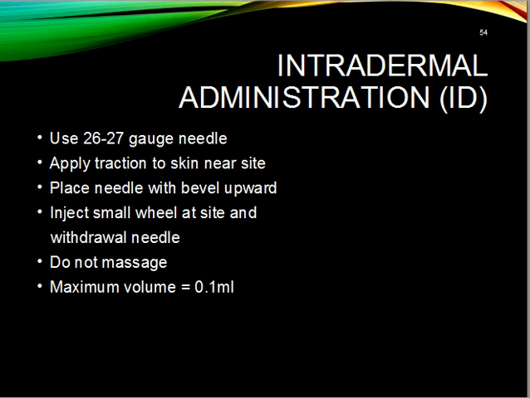Intradermal medication: use a 26 to 27, even smaller gauge needle. Apply traction to the skin near the site. Place the needle with bevel upward. Inject a small wheal, which is a small amount of medication at the site, and withdraw the needle. Do not massage, and the maximum volume is 0.1.